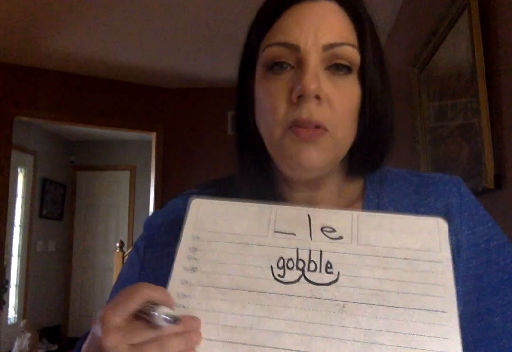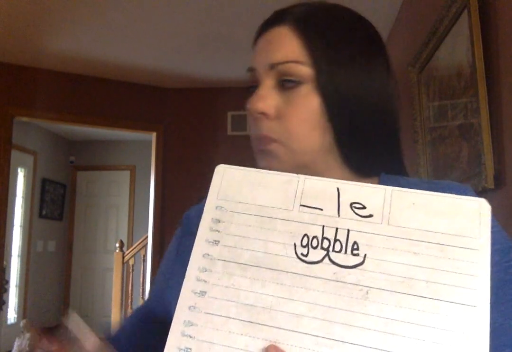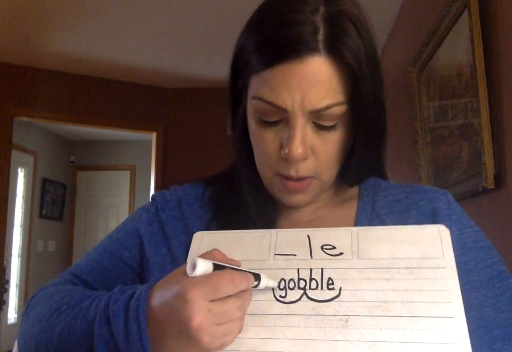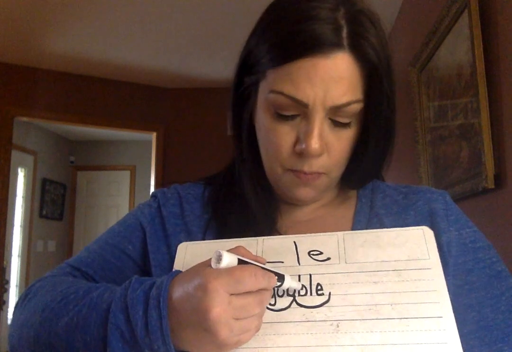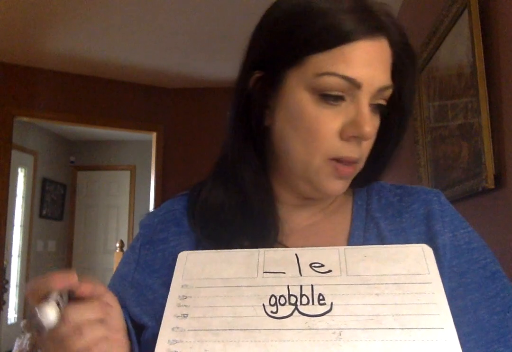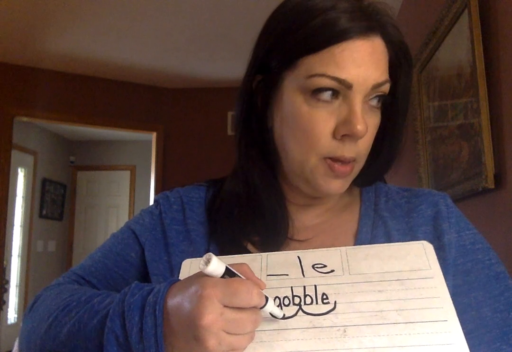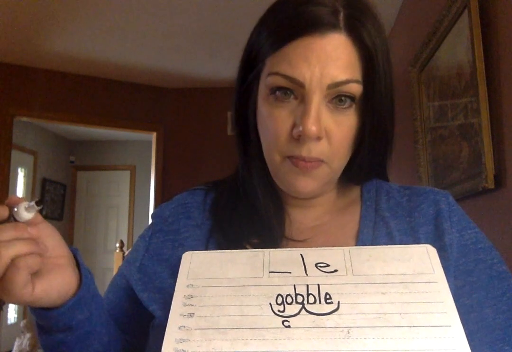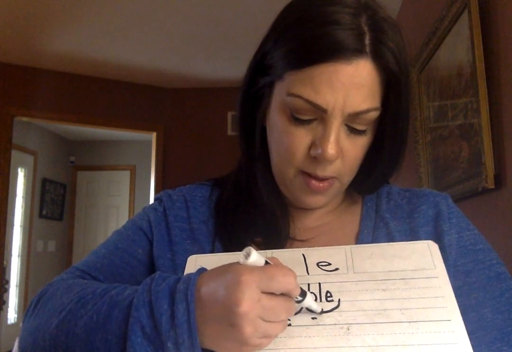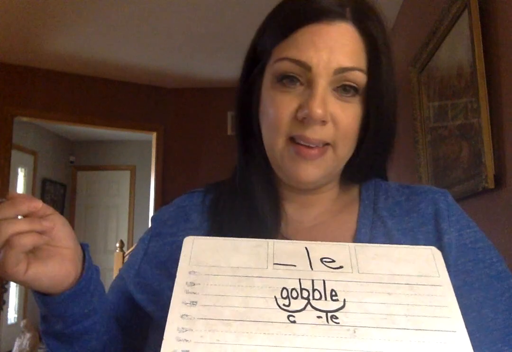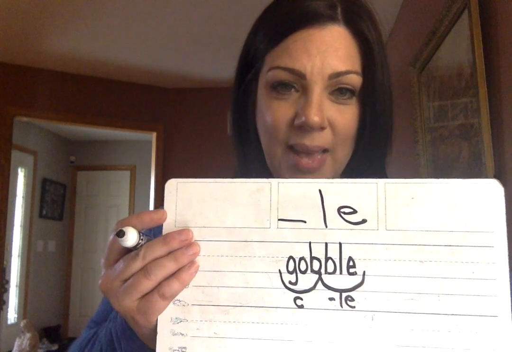So I'm going to mark my syllable. Let's see if you can do it the same way. Gobble. G-o-b-b-l-e. Gobble. We divide it right in the middle of the B. Gob is a closed syllable. And this is an LE syllable. Gobble.